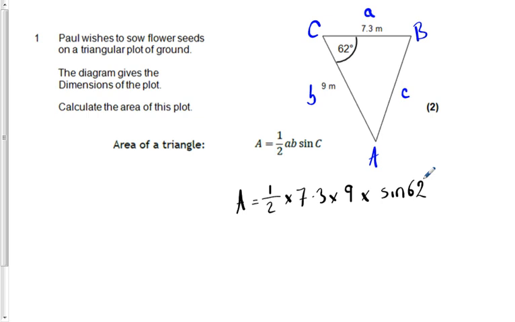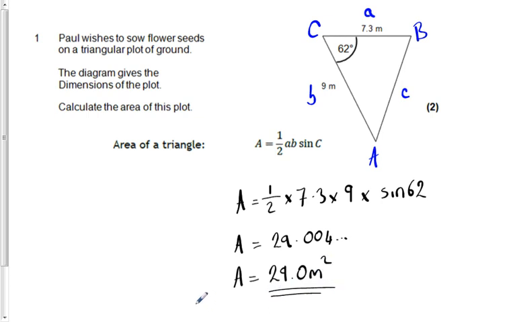And we can pop that directly into our calculator, all in one line, remembering that we can use 0.5 for a half, and times 7.3 times 9 times sine 62, making sure that your calculator is in degrees mode. Hit equals, giving us, in this case, the answer 29.004..., or rounding to three significant figures, 29.0, meters squared, because this is an area. That's question 1.